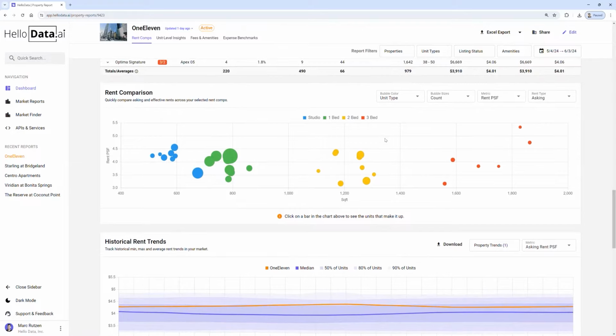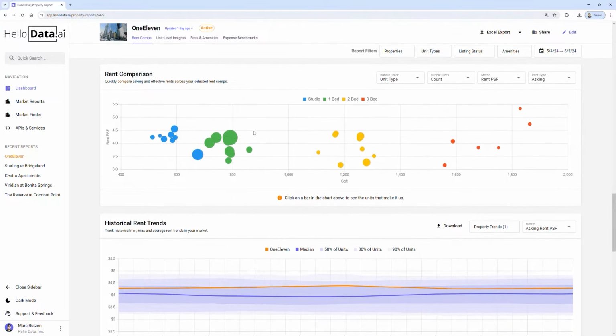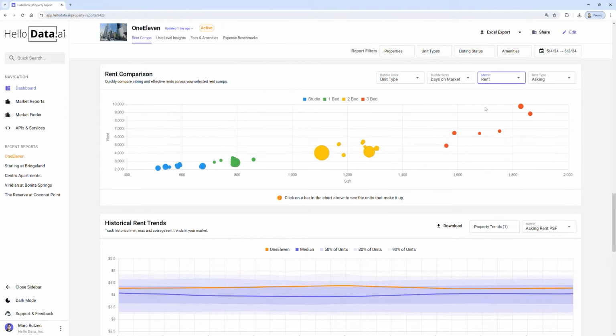Scrolling down, you've got a few different ways to visualize the data in the UI. So here we're looking at the rent comparison. This is showing by unit type the rents that different properties are achieving. Now it starts off colored by unit type. You can switch it to property, so you can view all the different properties within this. You can look at it by time on market to give you a sense of which units are leasing most quickly. And you can look at it on a rent basis versus a rent per square foot basis. And you can see that kind of linear relationship between rent and square footage.